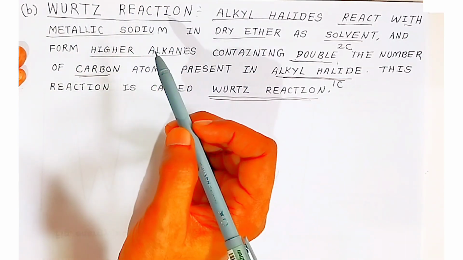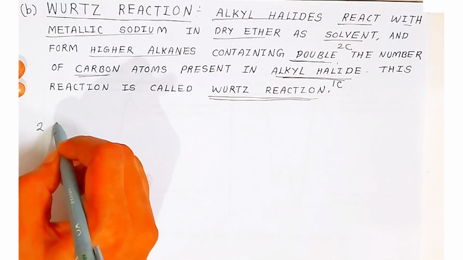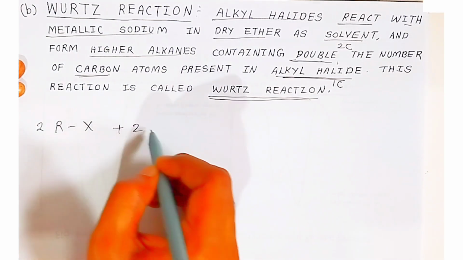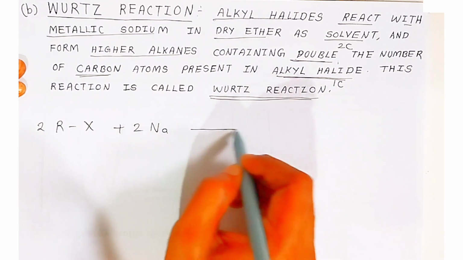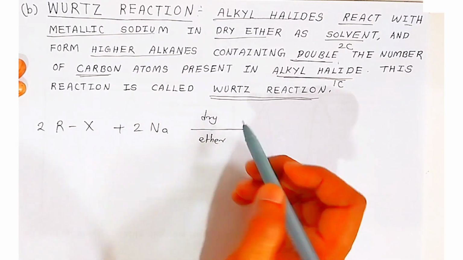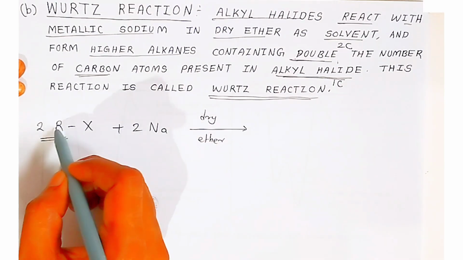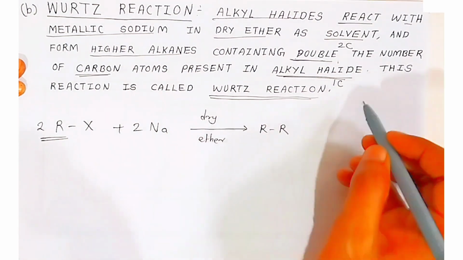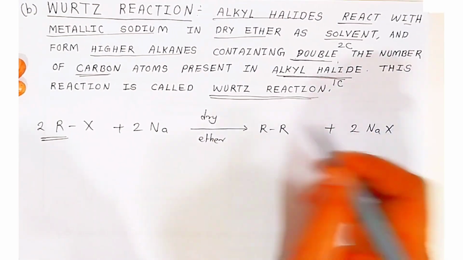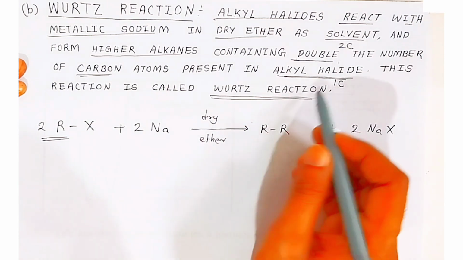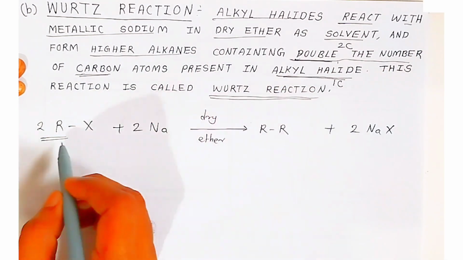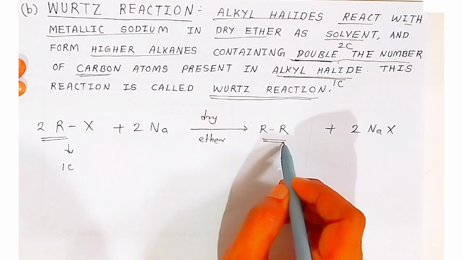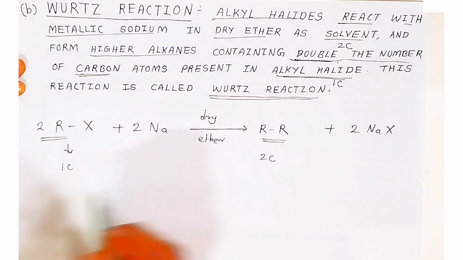Wurtz reaction. Understand what happens, students. In general, 2 molecules of alkyl halide will react with 2 atoms of sodium in the presence of dry ether. And what happens, students? These 2 alkyl groups will join and form 1 molecule of alkane. Okay, students? And there is an elimination of 2 molecules of sodium halide. There is a formation of 1 molecule containing double the number of carbons. Now here this molecule contains only 1 carbon, so this molecule will contain 2 carbons. Understanding? Double the number of carbons.